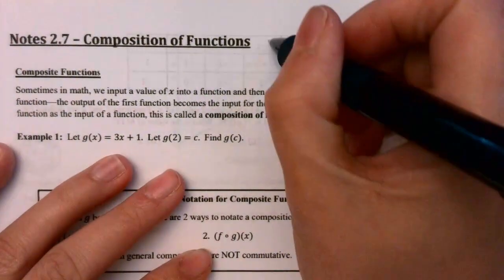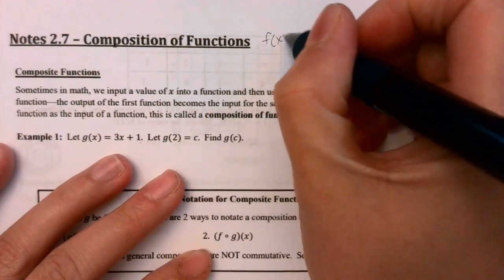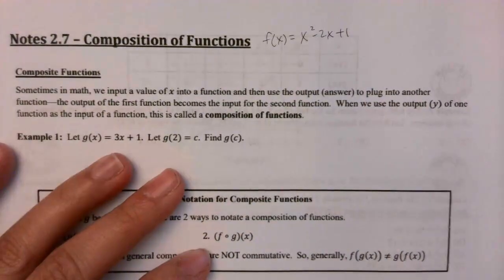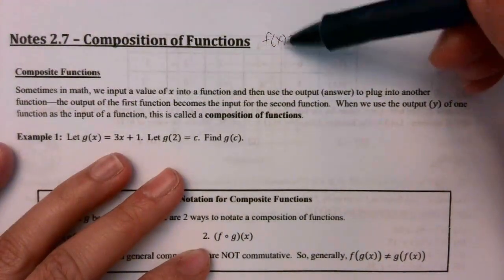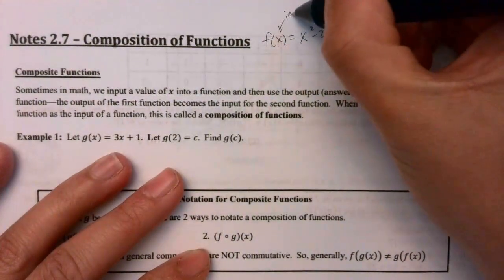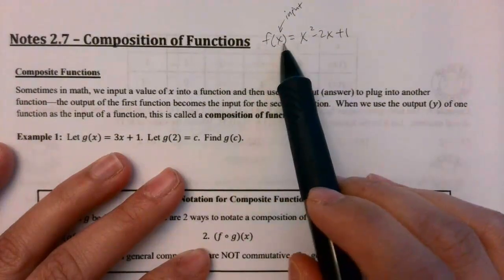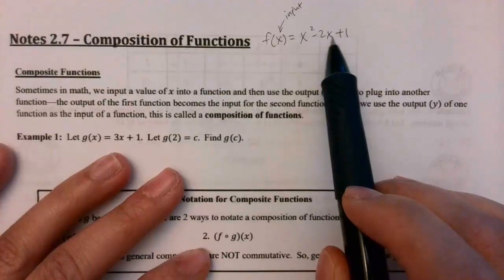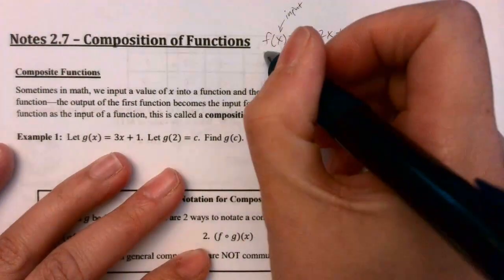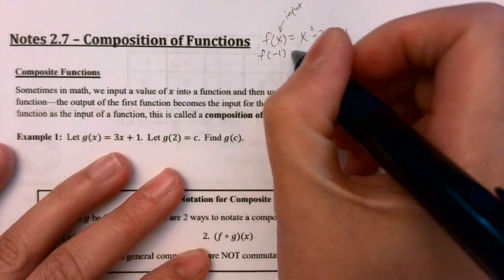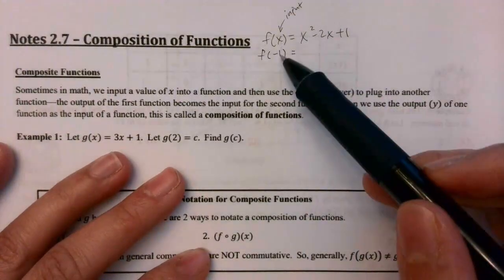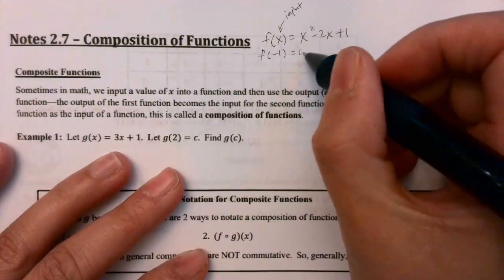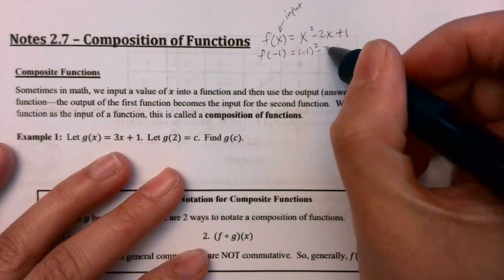Alright, so let me just give you an example. If I have f of x is equal to x squared minus 2x plus 1, you know that's a function f, so this is where the input goes. Given the input, you're going to square the input, minus 2 times the input, plus 1. So for example, if I give you f of -1, your input is going to be -1. So what are you going to do with the -1? You're going to take the -1 and plug it into where the x is.